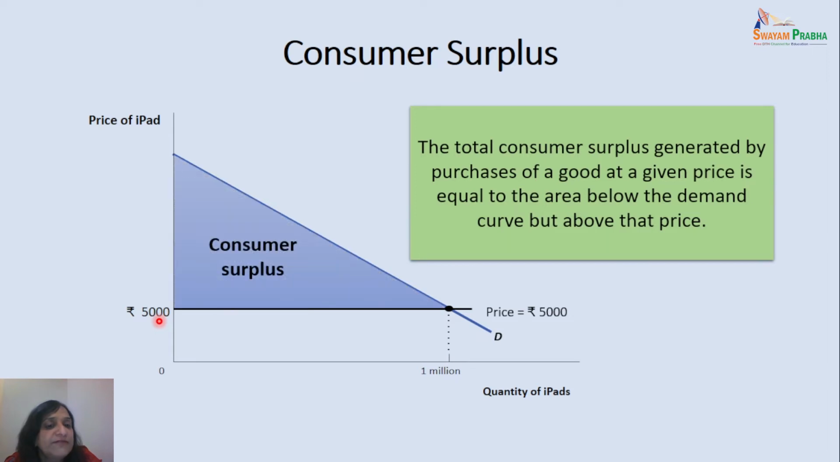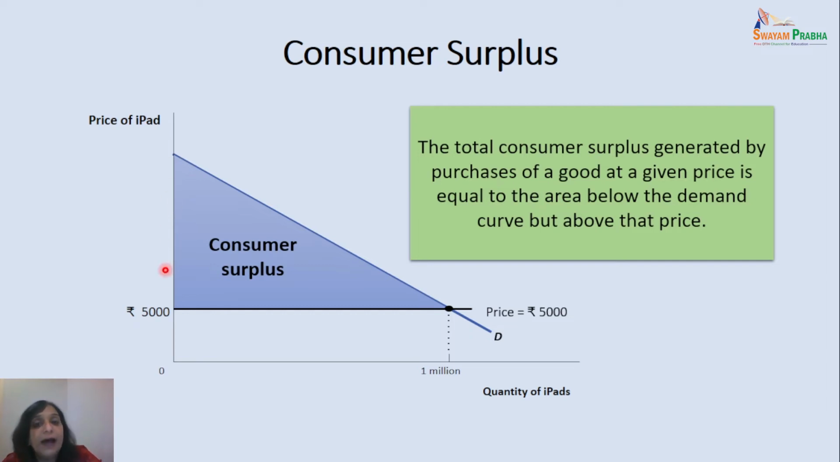They are actually paying 5,000. So this blue triangle, which is below the highest possible price and above the actual market price, is called your consumer surplus. What does it indicate? It indicates that all the consumers who had indicated their willingness to pay a price level above 5,000 but below the highest level of price are all gaining something, because the market price was less than what they were willing to pay.